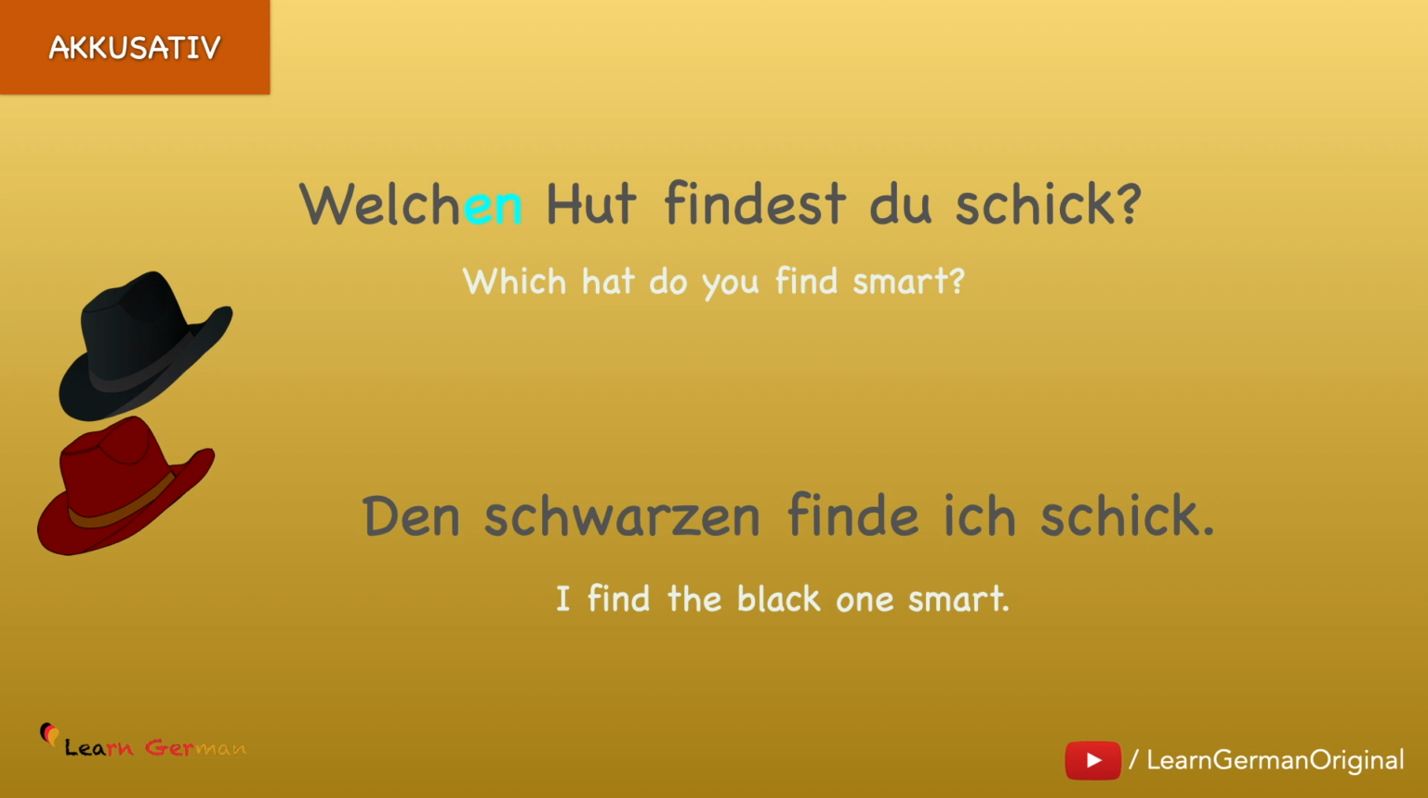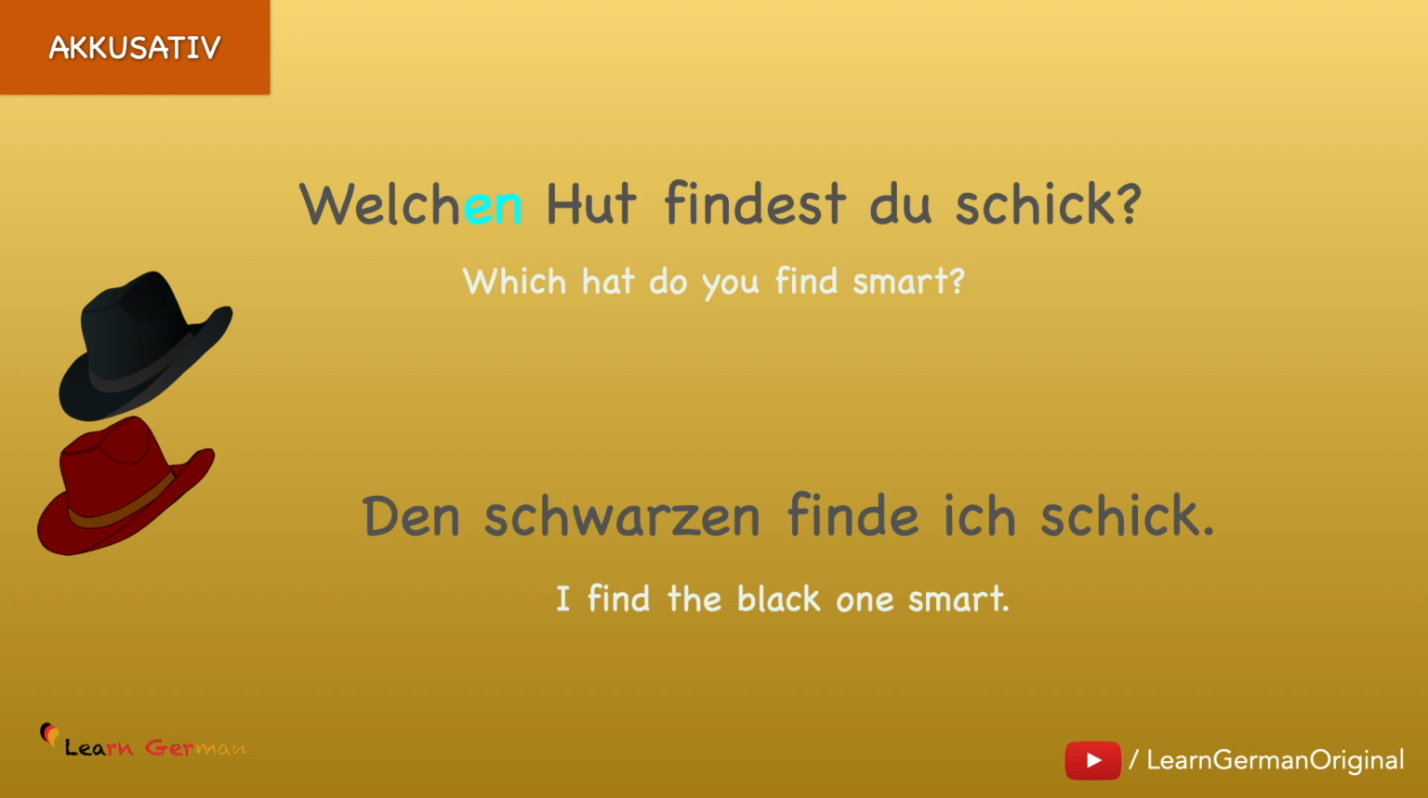Accusative case. In this case, Hut has to be the accusative object. There also has to be a nominative subject in the sentence. So here's the question. Welchen Hut findest du schick? Du is the nominative subject and Hut is the accusative object.